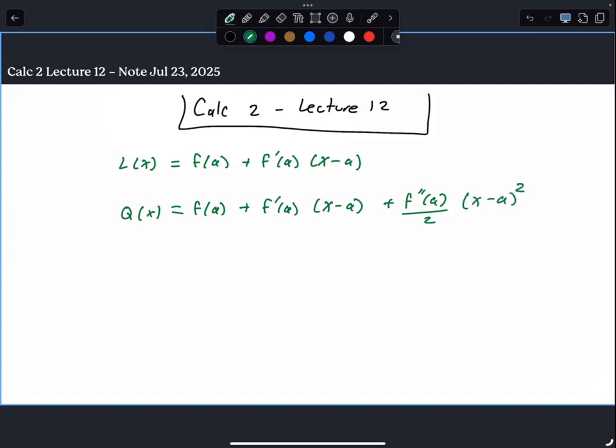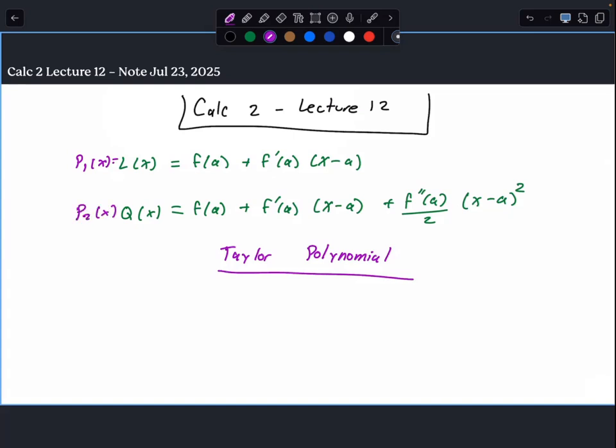a quantity squared. Now, we can keep going further and further and call it whatever we want, in terms of a cubic approximation and so forth. But we have a better notation for this, and that's called a Taylor polynomial. And Taylor polynomials are approximations. Basically, instead of calling this L of x, we'll call this P1 of x and this P2 of x.